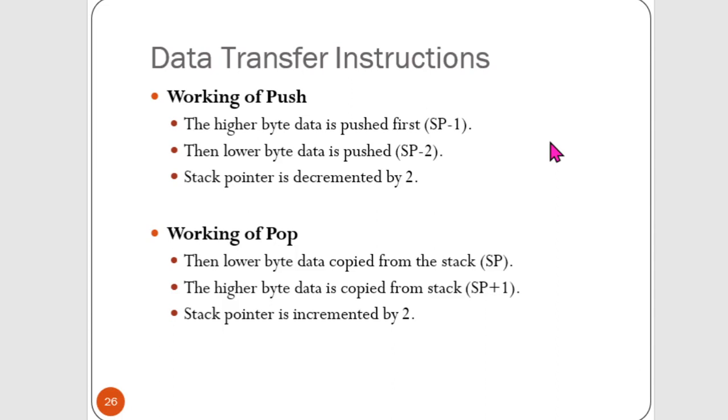So in another case, let's say the pop operation. How does the pop operation work? A lower data byte will be copied from the SP first, and then the data will be copied from SP plus 1, and then the stack pointer is incremented by 2. So this is what happens with the pop instruction.